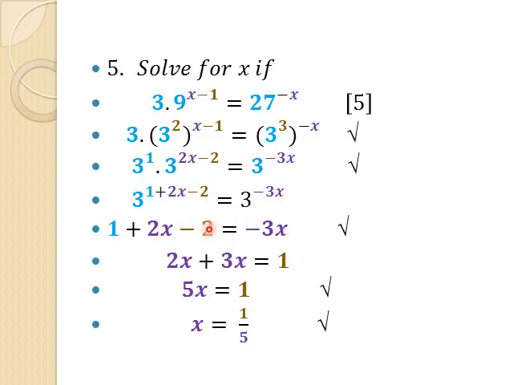If I bring negative 3x across, I have plus 3x. So I put all my x's on the same side. 1 minus 2 gives me negative 1. If I take it to the other side, positive 1. 2x plus 3x gives me 5x. 5x equal 1. So therefore x equals 1 divided always by the coefficient in front of x. So 1 over 5.